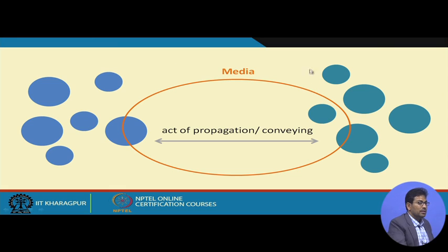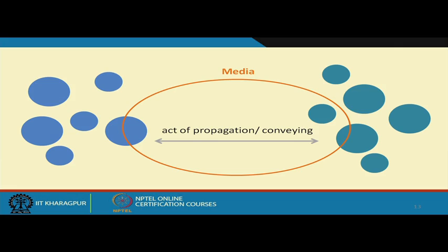So moving on with the theme of our lecture today, we are talking about media playing a role in communication. If we refer back to our earlier diagram, where we have shown this act of propagation and conveying, just like sound cannot propagate without a medium, sound requires a medium for its propagation. Similarly, communication, or conveyance and propagation of ideas and information, needs a media, needs a background, needs a basis on which this works out.